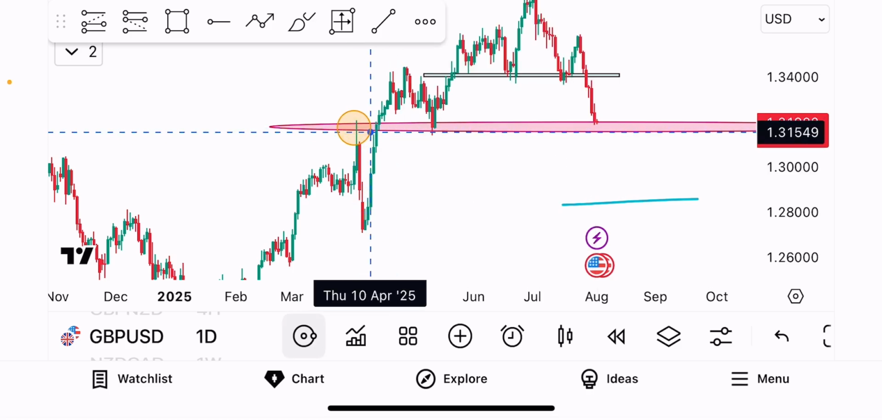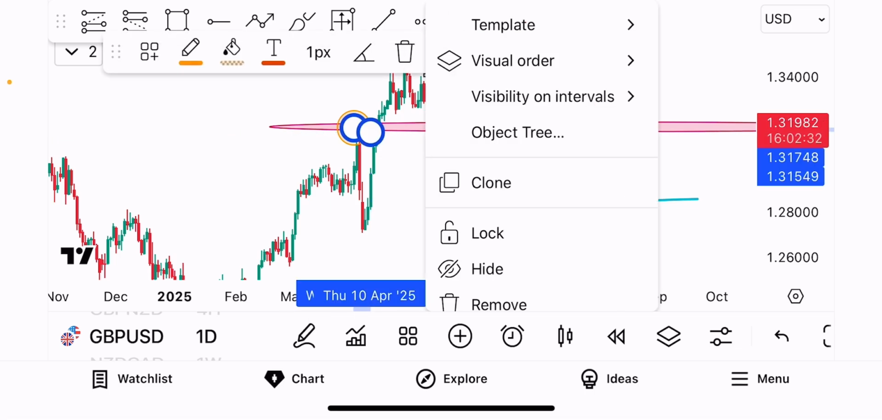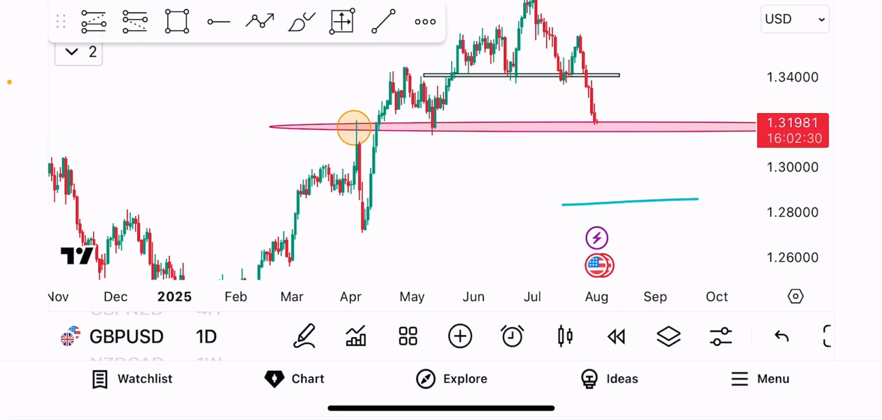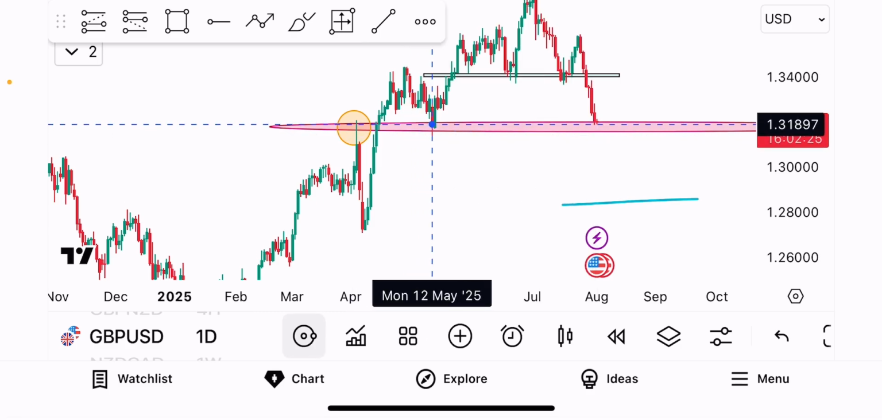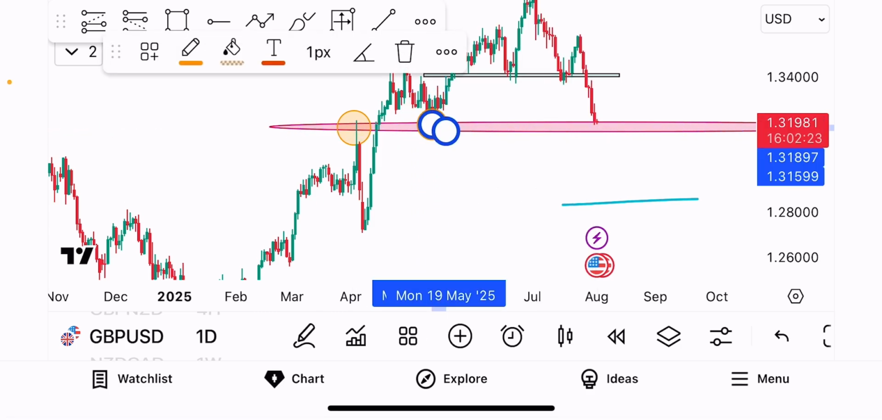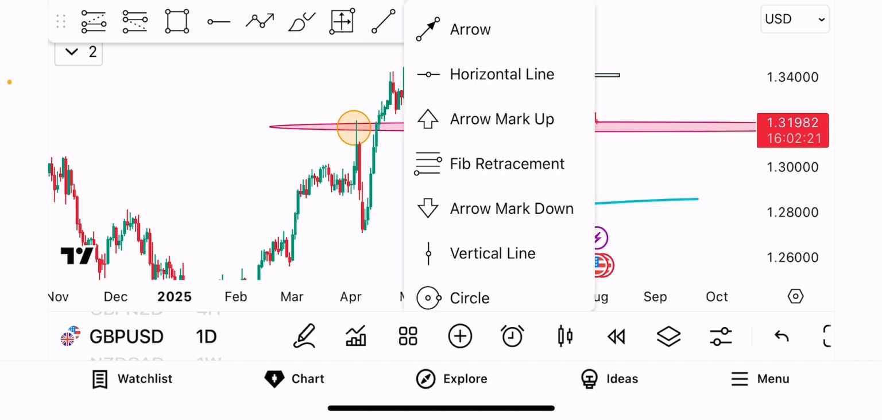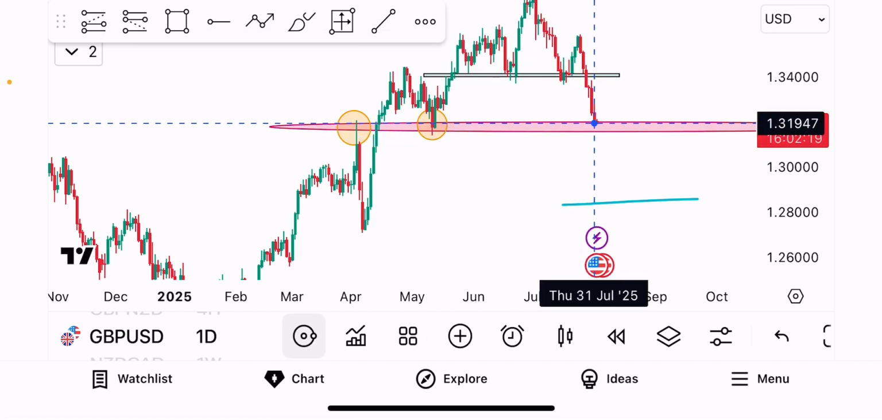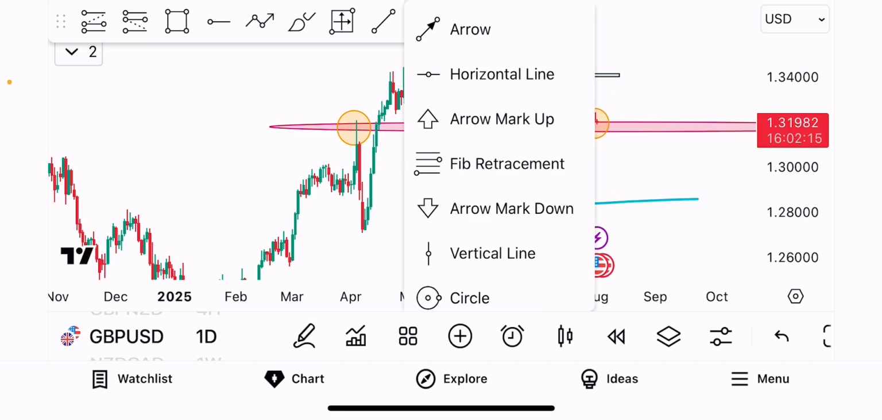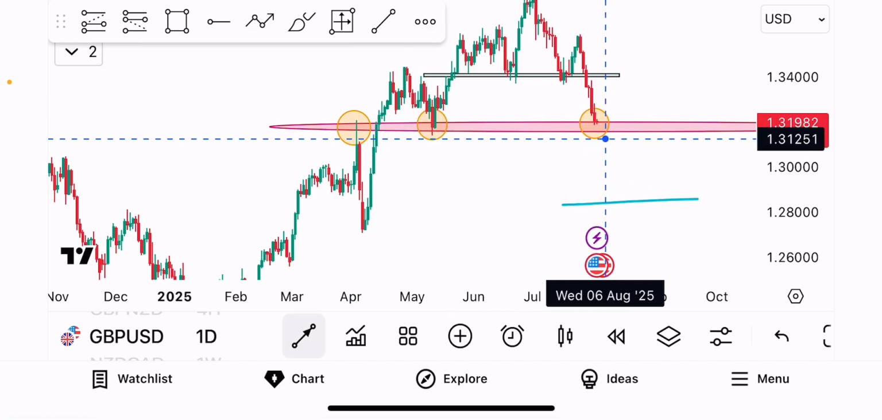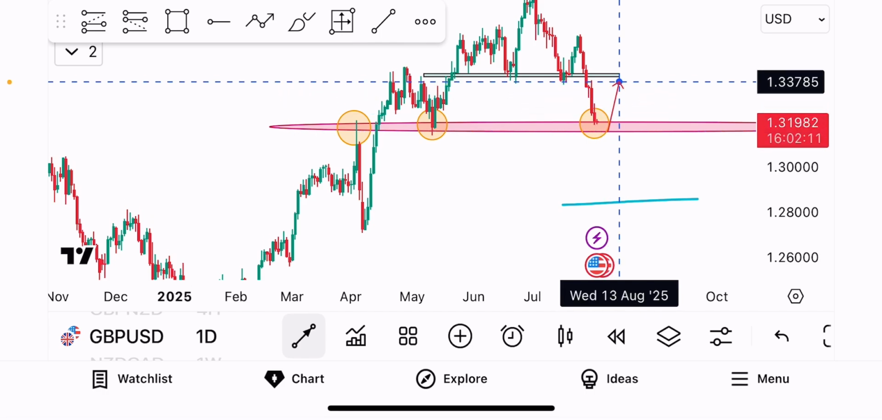Here it previously served as a resistance before it got broken to the upside, and also here it served as a pullback support. And this month price traded and closed just around that same level. So we have a good probability of seeing a bullish price action development away from this level here.